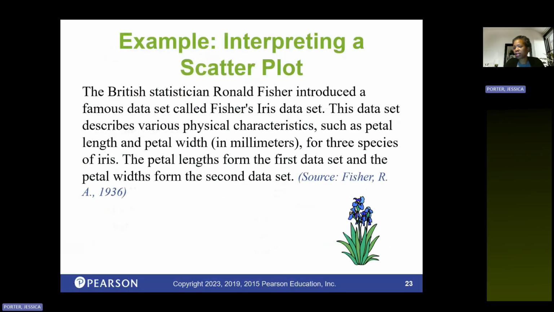So we've got this situation here of petal lengths versus petal widths. So they have a data set that has the petal lengths and the petal widths, each listed 2 points, 2 numbers for each data entry.